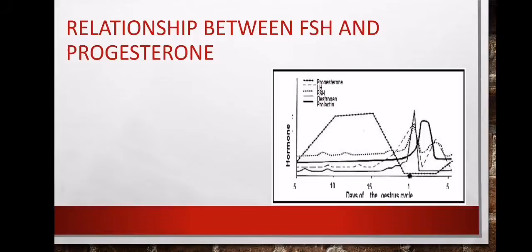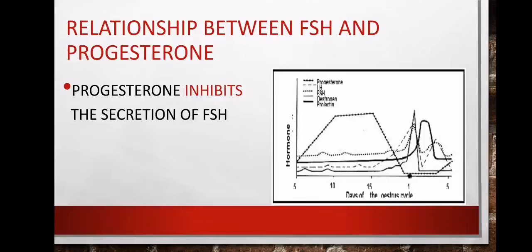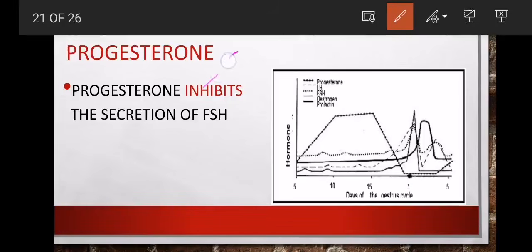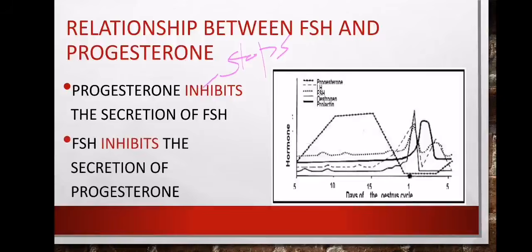Okay, fine. Let's use this one. What I want you to understand about progesterone and FSH is that progesterone inhibits the secretion of FSH. Remember, when we talk about inhibit, we say it stops the secretion of FSH. So if progesterone is high, the level of FSH will be low. Same applies with FSH. If FSH is high, progesterone will be low. Hence we say FSH inhibits the secretion of progesterone.